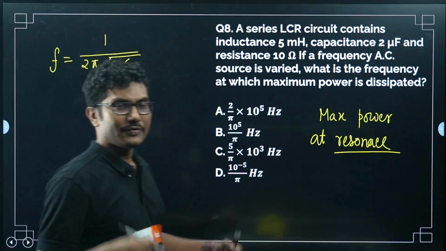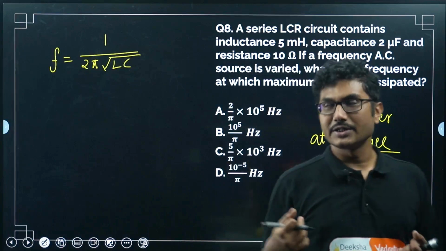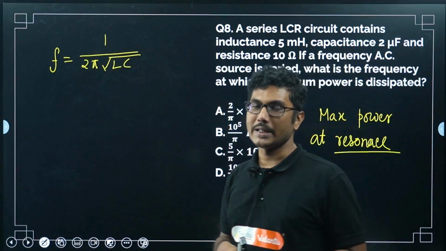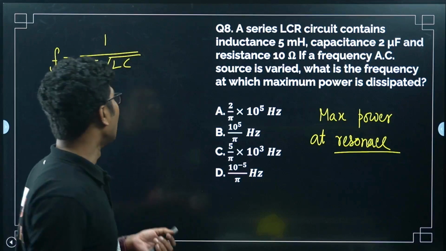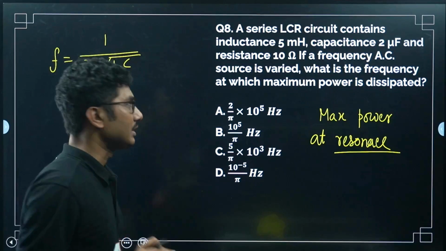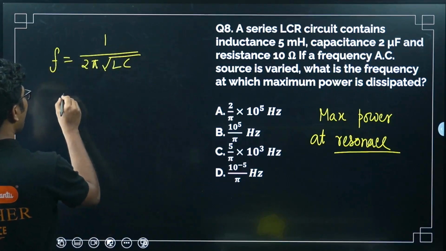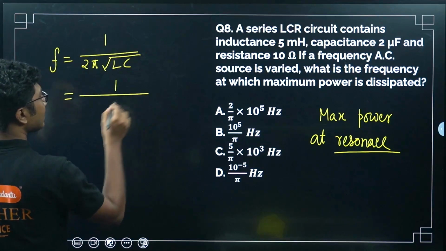If it is given in terms of frequency, that is Hertz, then f is equal to 1 by 2 pi square root of LC. If it is given in terms of omega, then omega is equal to 1 by root over LC. So you have to be careful. Resistance is not at all required in this case.